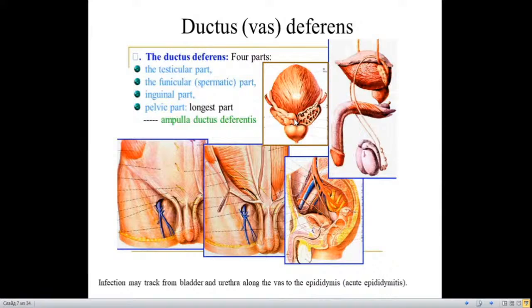And some clinical issues. You see, this tube is very long, and actually this duct can be a way of spreading of infection. You see, it terminates at the area of urinary bladder, seminal vesicles, prostate gland. So actually infection may track from bladder and urethra along vas deferens towards epididymis to cause its acute inflammation, acute epididymitis. So it is possible due to this topographical relation.